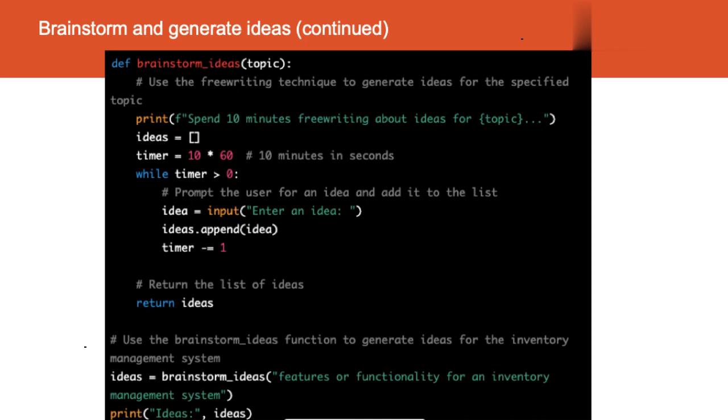This code example defines a function called brainstorm_ideas that uses the free-writing technique to generate ideas for a specified topic. The function prompts the user for ideas and adds them to a list, and then returns the list of ideas when the time limit has been reached. The function could be used to generate ideas for the inventory management system by passing features or functionality for an inventory management system as the topic. Next, we'll look at the step Evaluate and Prioritize Ideas.